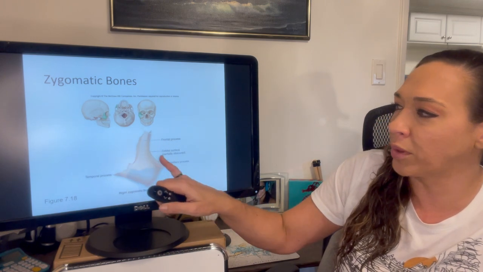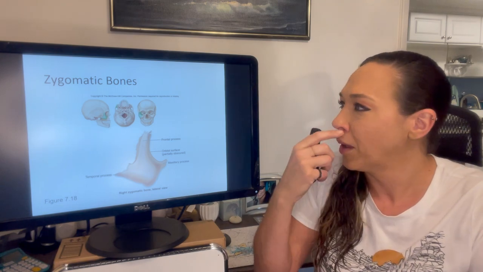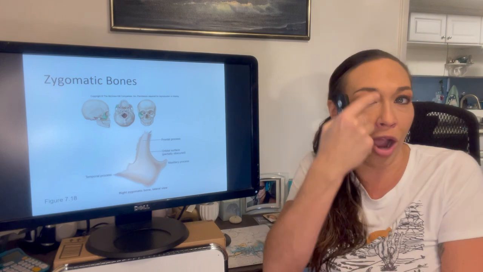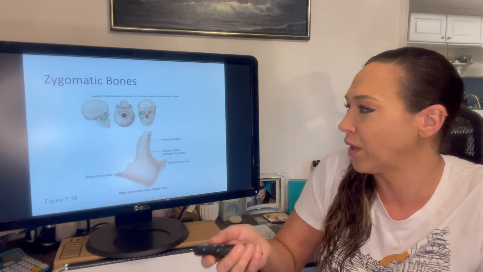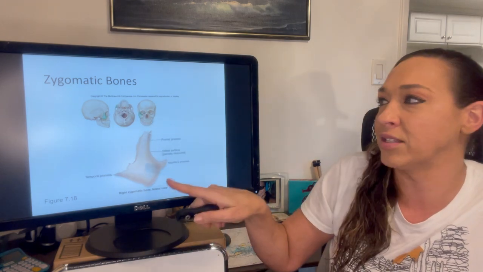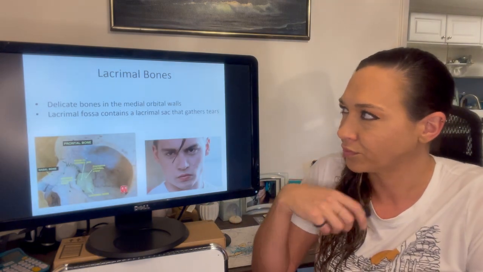This is the orbital surface. Orbital means eye, so it's your orbital surface, but ocular means eye, so your ocular cavity essentially is right here, but this is your orbital, right? You're orbiting around the eye, you can think of it like that. And it is partially cut off because this is just the zygomatic bones. This is not all of your other bones that are going to be right in here.